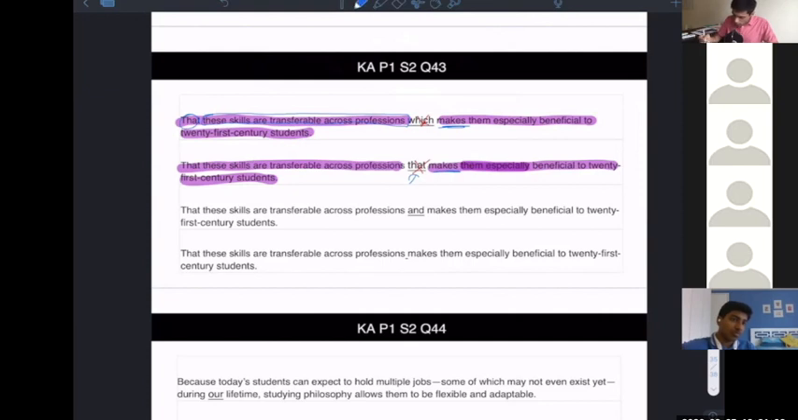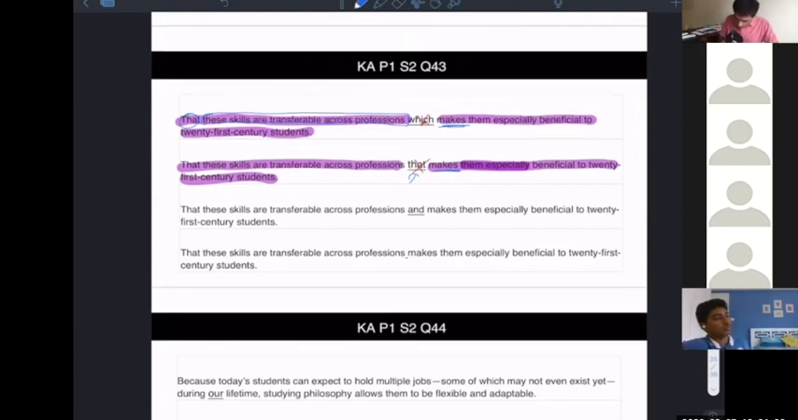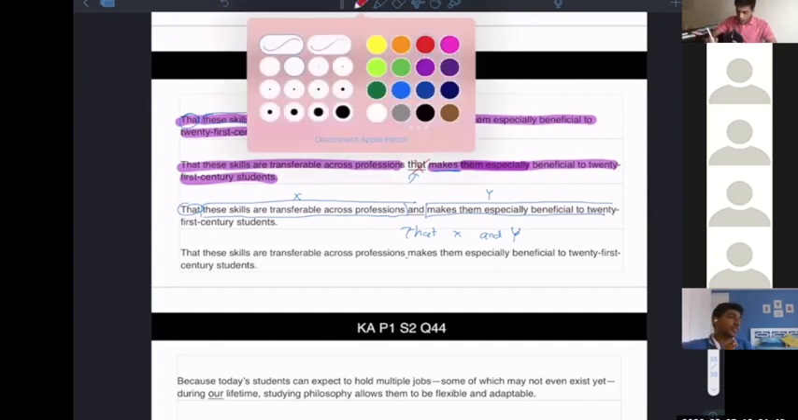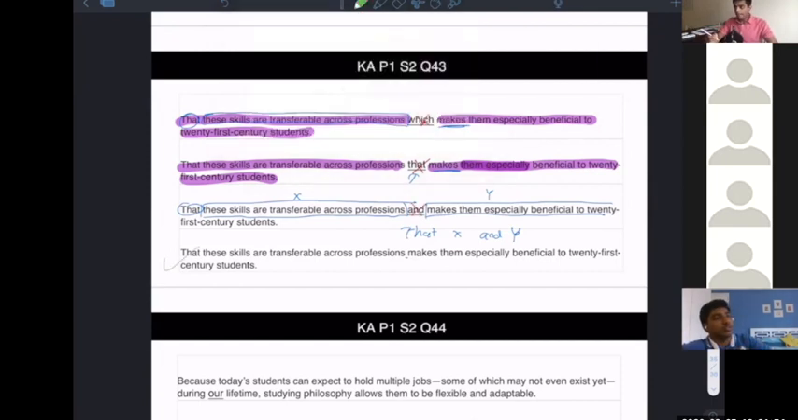And then here we have sort of a logic error. We're saying that these skills are transferable across professions and makes them especially beneficial. So we're doing a parallel between X and Y. So this is X, this is Y. Both of these are not really parallel. It does not really make sense logically. So this is the issue here. This is why this is incorrect. And that leaves us with the right answer, which is this one.